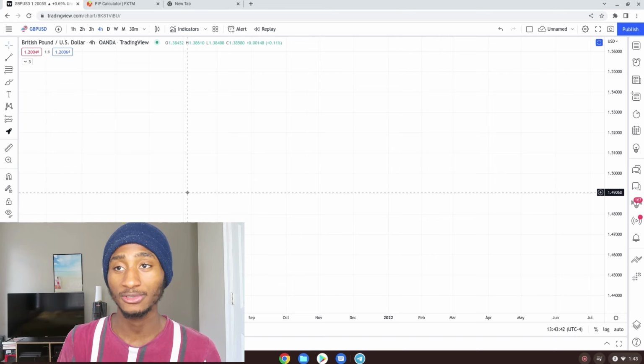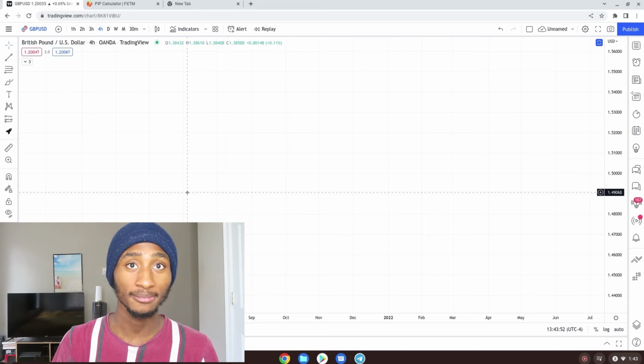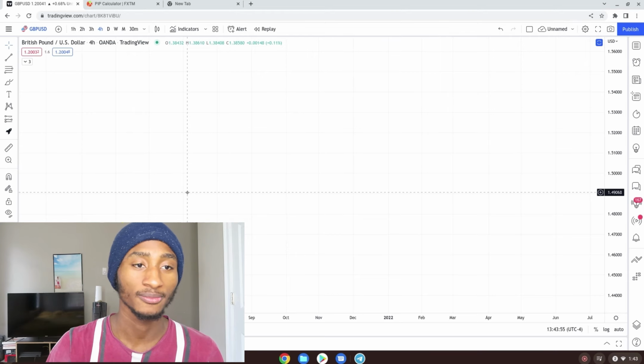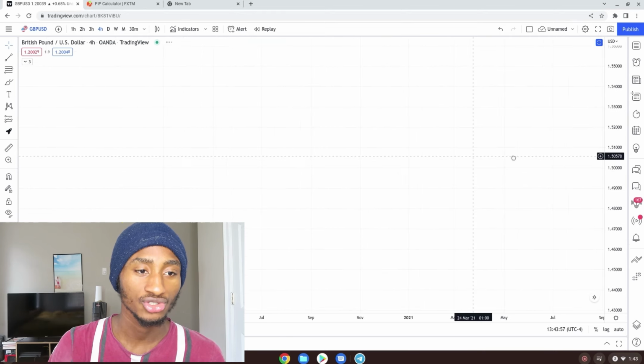This is what I did when I was new. I started losing a lot of money, then I focused on one currency pair. I mastered one currency pair, and I traded it, and I started making money, and now I trade a lot of currency pairs. So we're going to just switch.